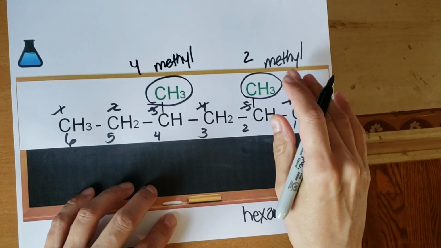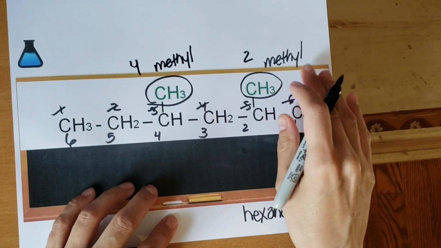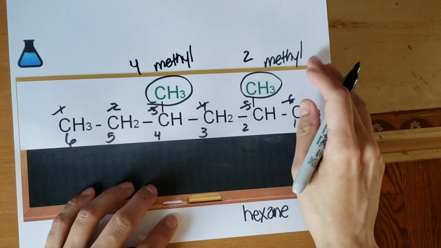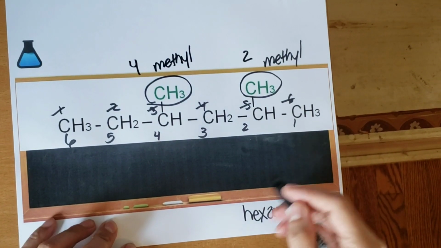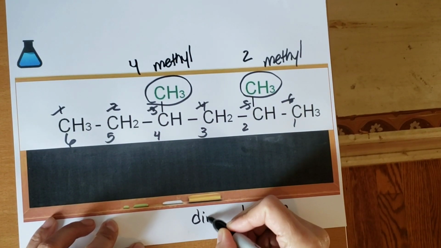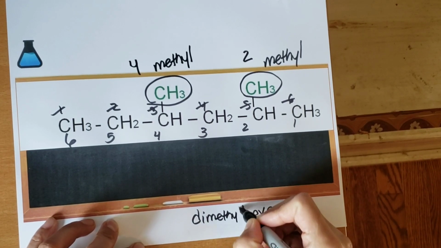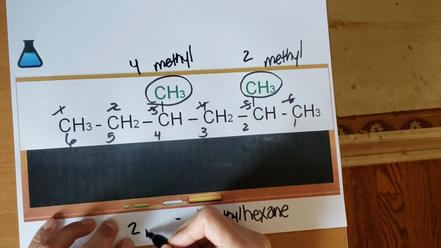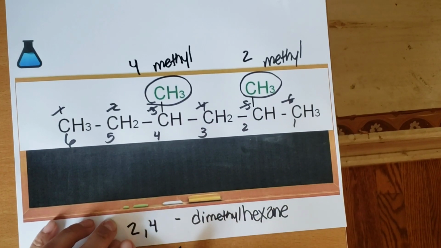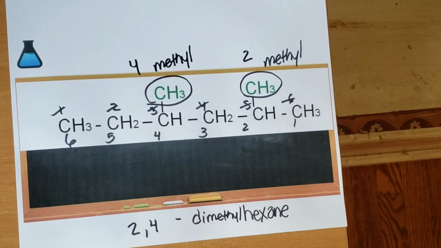Now, instead of saying 2-methyl, 4-methyl, what we can do is we can call this dimethyl and we can just put the numbers in the front. So this is dimethylhexane and the locations are 2, 4. So this is 2,4-dimethylhexane.